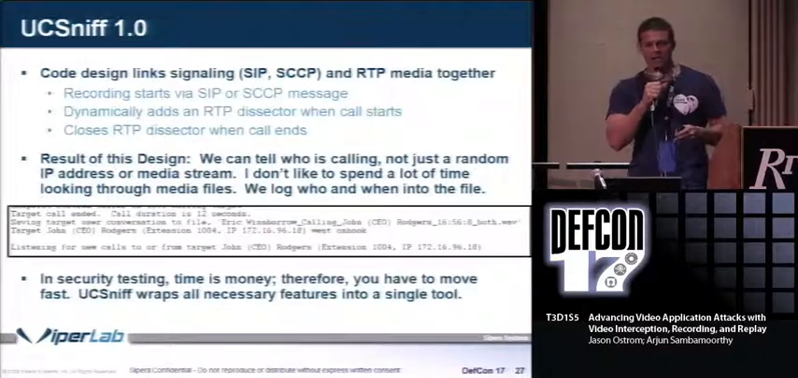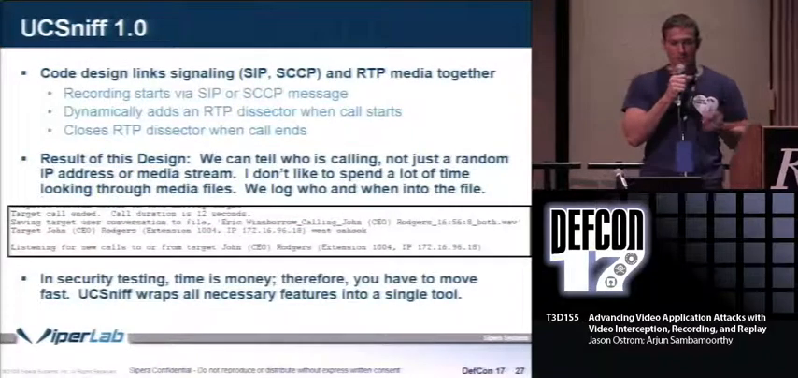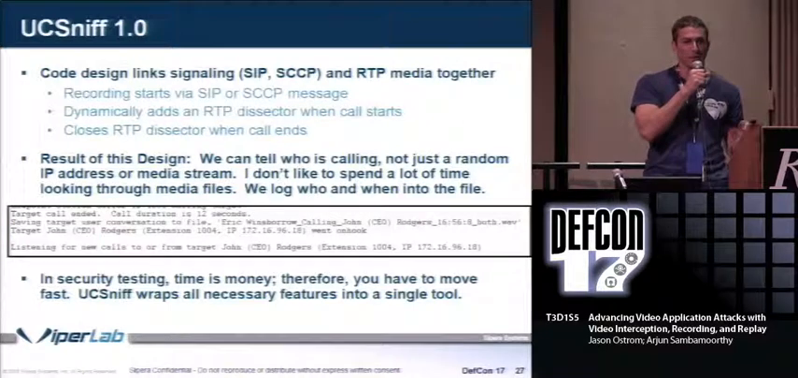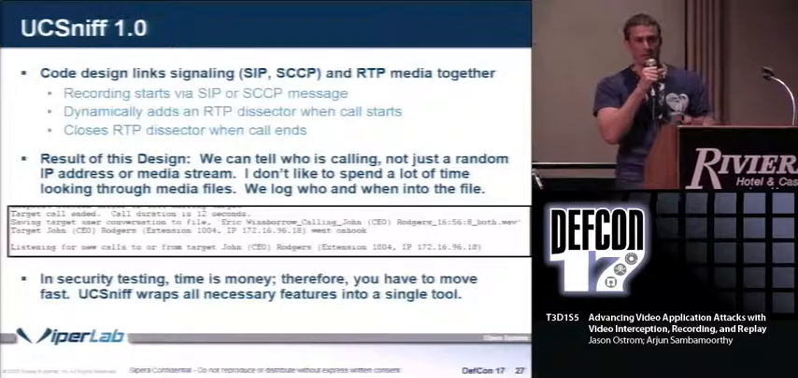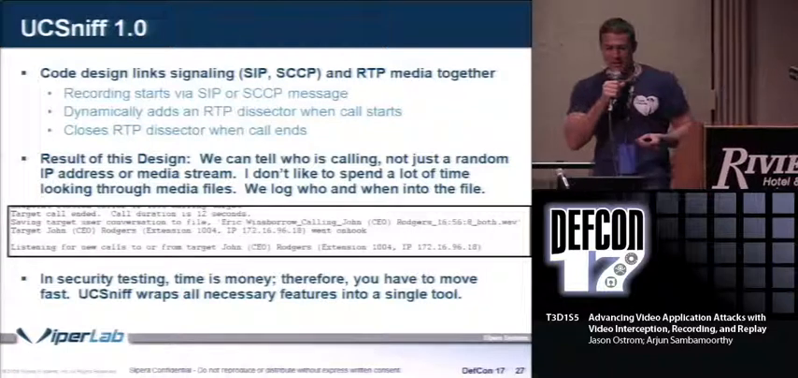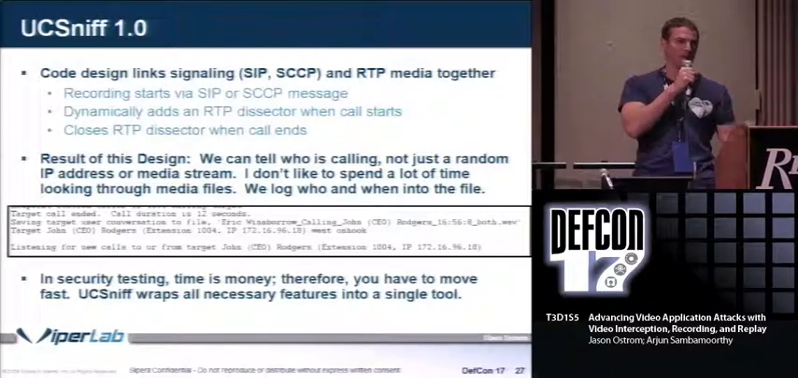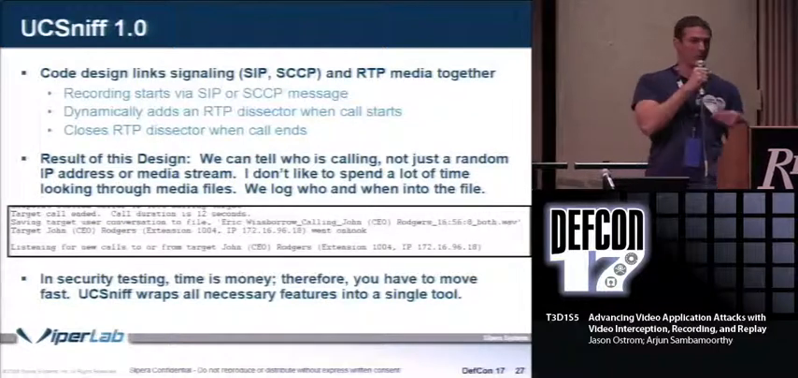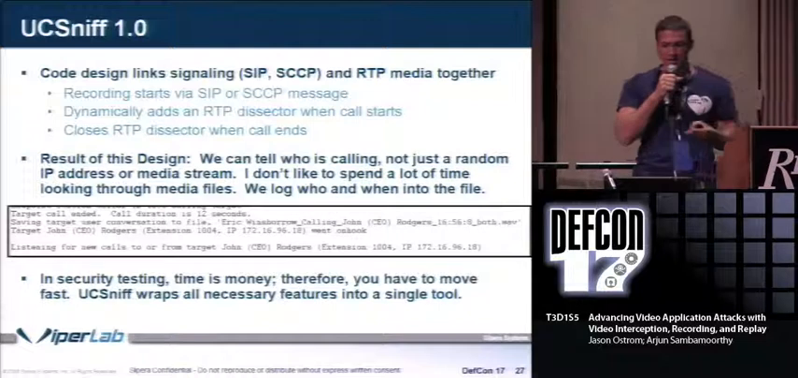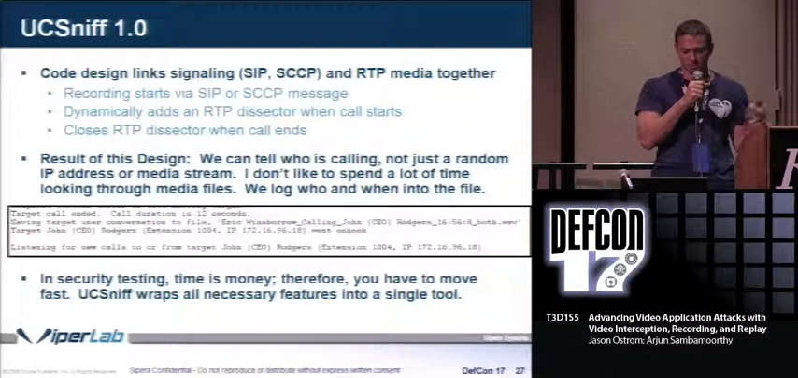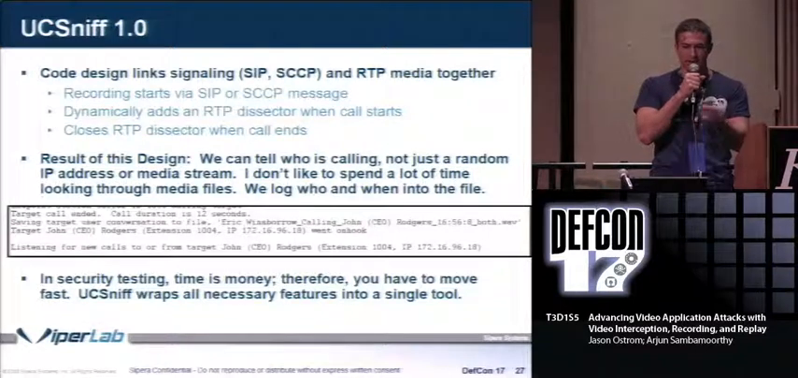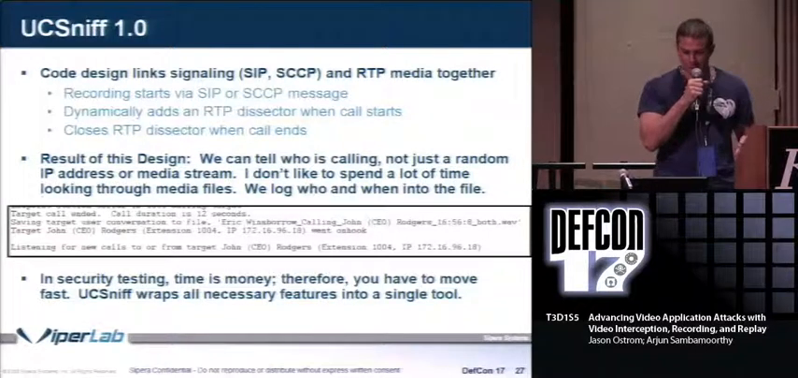So the design of UC Sniff is a little different because we combine the signaling and the media together. We don't start eavesdropping on the RTP media until we've detected that a call has started via the signaling. So we use SCCP or SIP to detect that it started. Then we close down the RTP dissector after we know that the call has ended. The result of this design is we can tell who is calling, not just random IP streams. If you see the screenshot here, we can reconstruct who's tied into the corporate directory, like the CEO calling someone else.